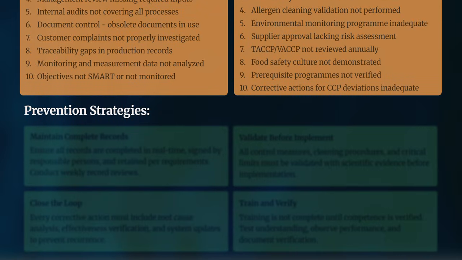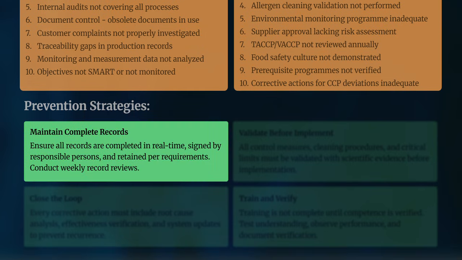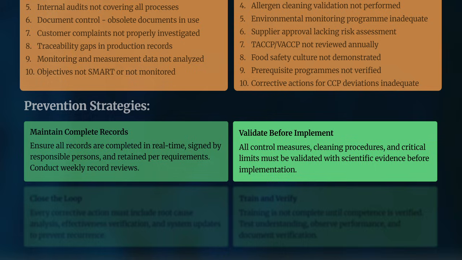The prevention strategies for those findings: first, you need to maintain complete records. Ensure all records are completed in real time and are signed by responsible persons and retained per the requirements. And you need to conduct weekly records review to ensure that. Second strategy, you need to validate before you implement. All control measures, cleaning procedures, and critical limits must be validated with scientific evidence before implementation.